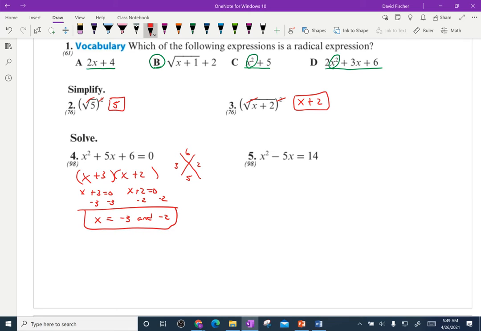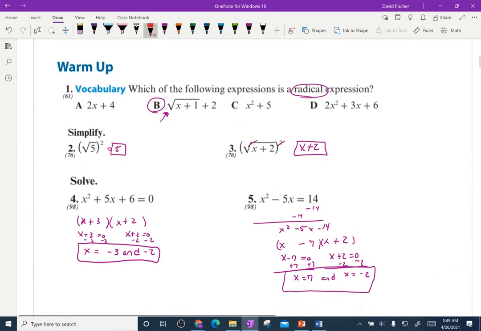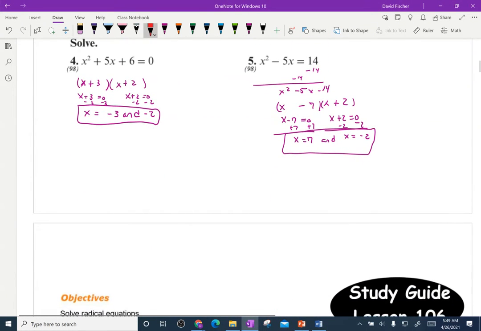Okay, so try number 5 real quick. I have the answer on the next page here. And let's see how you do. All right, let's see what I got on that one. I got a positive 7 and a negative 2 were my two answers. Okay, hope you did too.